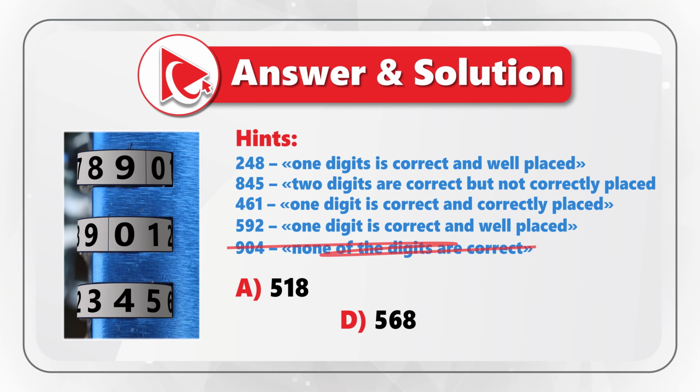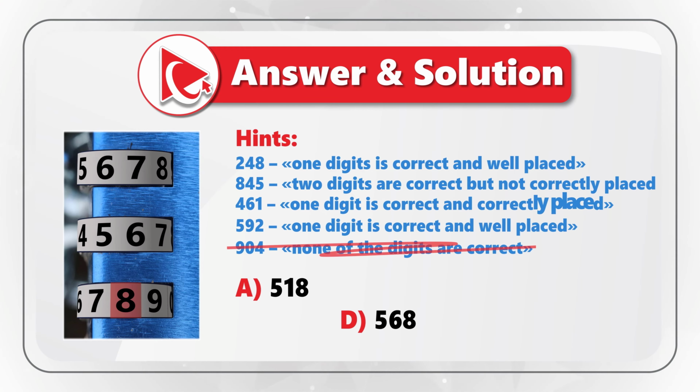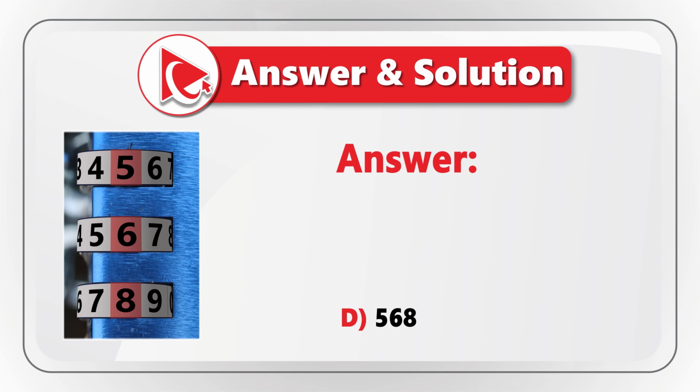If we look through the remaining 4 hints, we learn that in hint 1, where digits are 2, 4, 8, only 1 digit is correctly placed, which is digit 8. In hint 2, 2 digits are correct, but they're not correctly placed, and they're digits 8 and 5. In hint 3, only 1 digit 6 is correct, and it is correctly placed. And last but not least, in hint 4, digit 5 is correct and it is well placed. Based on this, the correct answer here is choice D, 568.